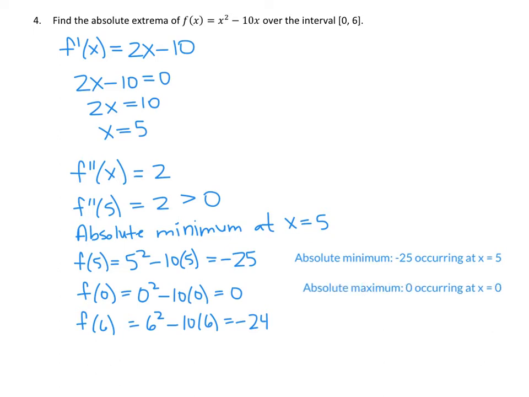So in this example, since we only had one critical value and we were working on a closed interval, we went ahead and used the maximum minimum principle 2 to determine whether our critical value was an absolute minimum or an absolute maximum by using the second derivative. However, when working on a closed interval, we could also use the maximum minimum principle 1, in which case we create a list of the endpoints and critical values, and we plug each of those values in the list into the original function to determine which one is the absolute maximum and which one is the absolute minimum. Either method would work in this case.